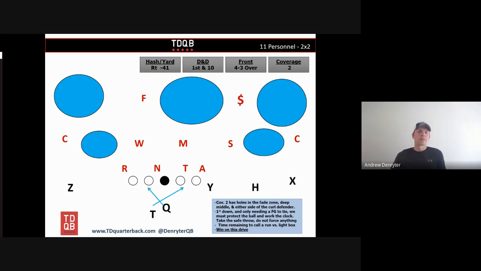Okay, here's a good example of how I like to draw the cards up when we're looking at where are the holes in the defense? Where can we find the biggest voids? You want to attack space.